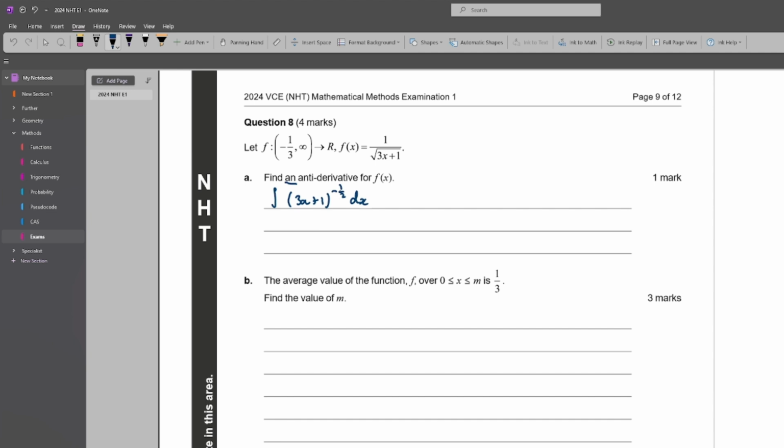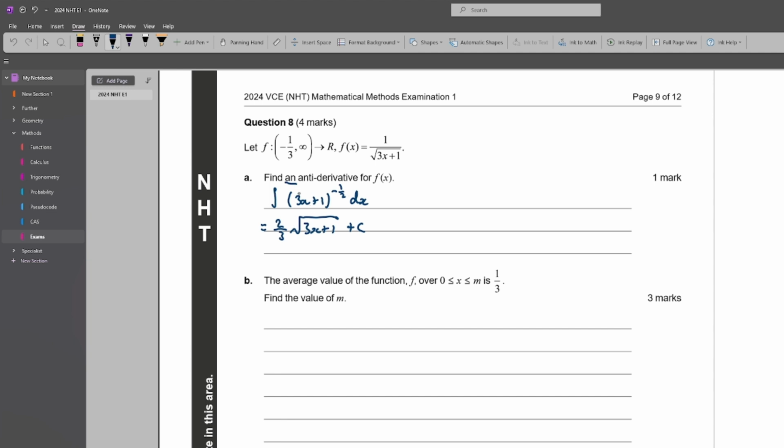We'll raise this power by 1, making it positive 1/2, and then we'll divide by the new power. Dividing by 1/2 is the same thing as multiplying by 2. So we'll have 2 times, and then let's also not forget to divide by the coefficient of x in here. So 2 on 3 times the square root, because we'll have this to the power of 1/2, which is the square root, 3x plus 1 plus c. So let's just double check that, because this is easy to kind of forget or slip up.